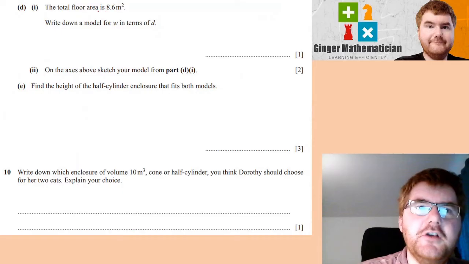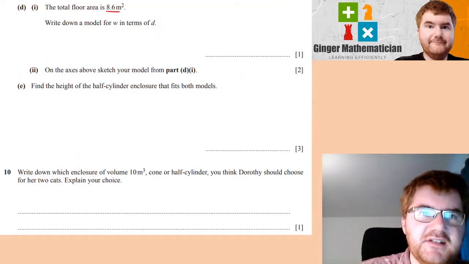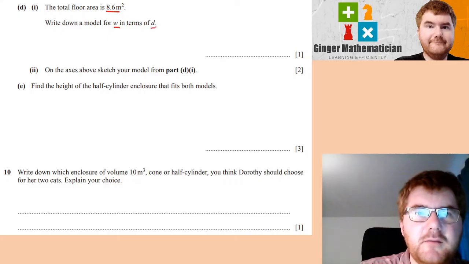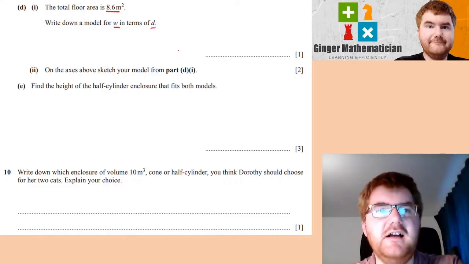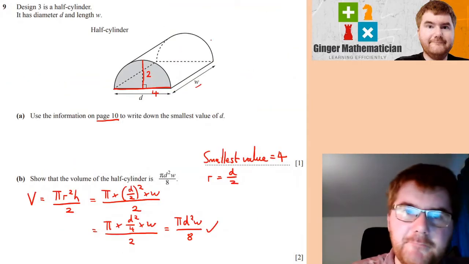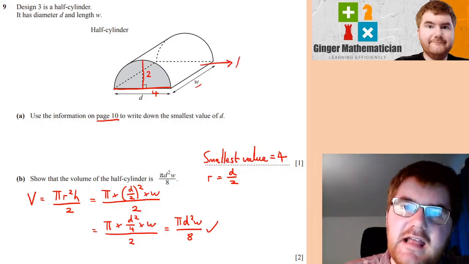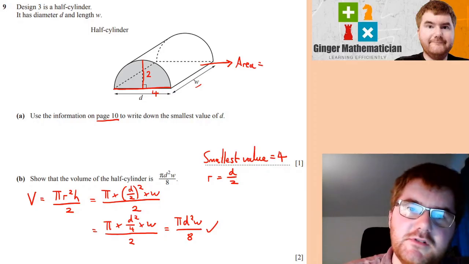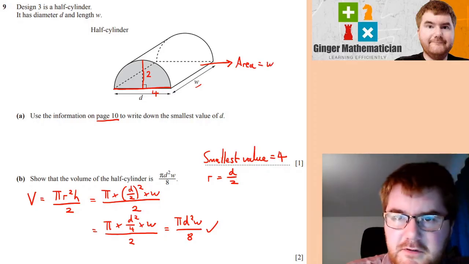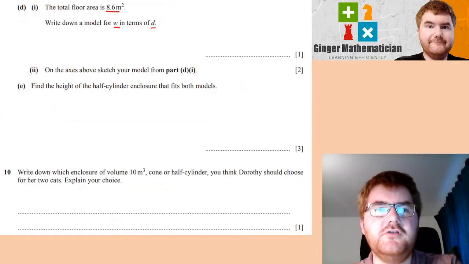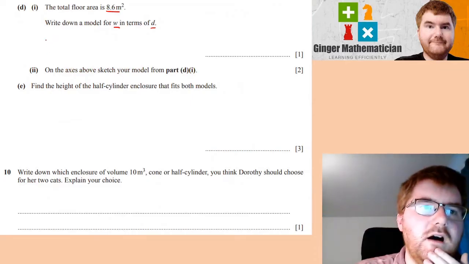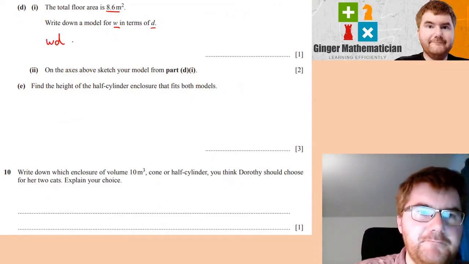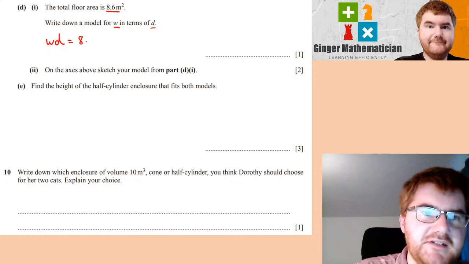And now they tell you the total floor area is 8.6 square meters. And now to work out a model for W in terms of D. This is not as hard as it looks. Remember, non-linear paper. Notice the floor area here is just a rectangle, so the area is just equal to length times width, W times D. So if I transfer that across, our W times D, the area, is equal to 8.6.